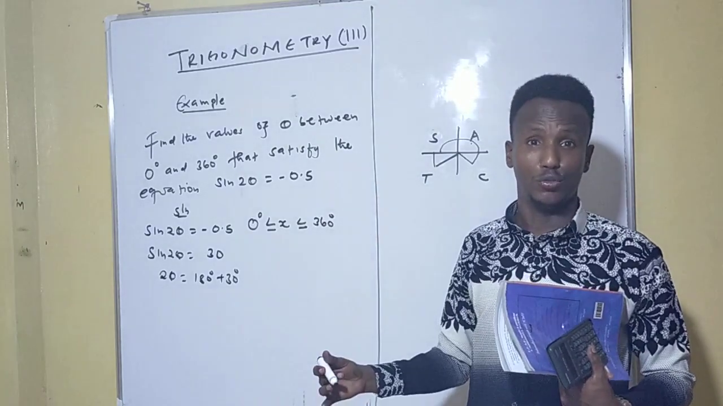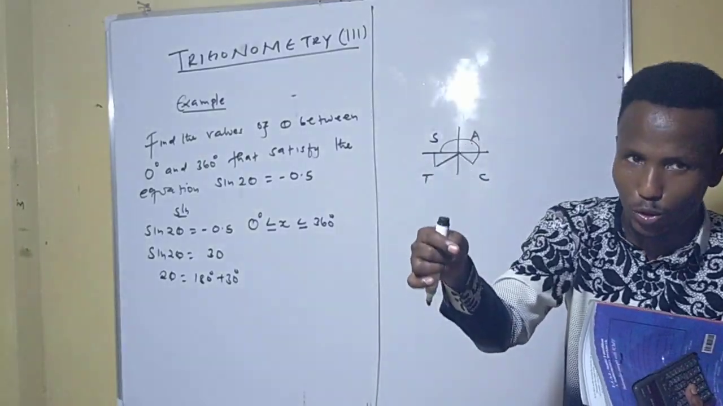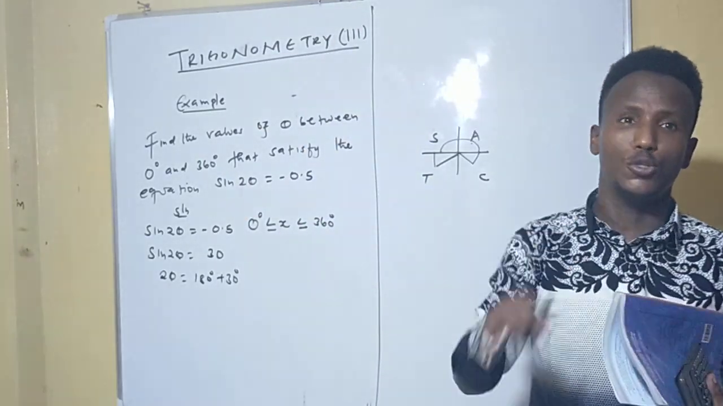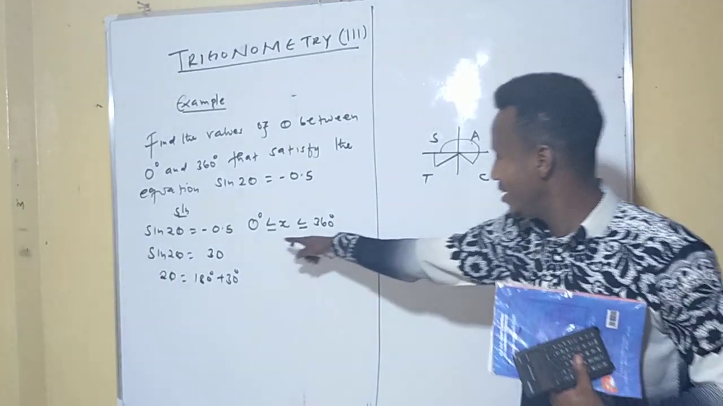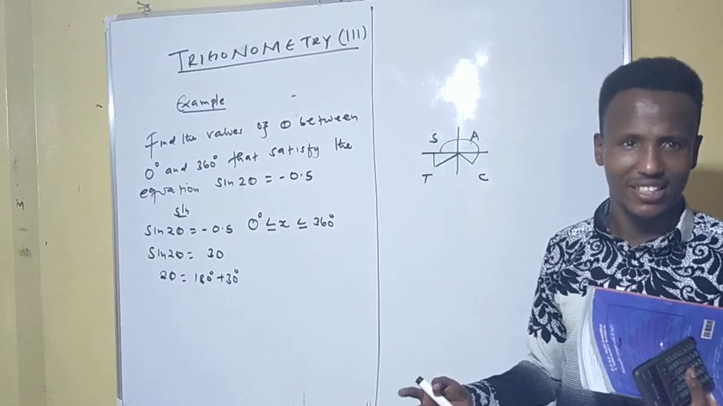Where sine is positive. Sorry? We will come back to the second quadrant. If we subtract 180 from that, we will come back to the second quadrant where the sine value is positive. Remember, we are considering this one where sine is negative. Just understand that. Trigonometry is very easy.